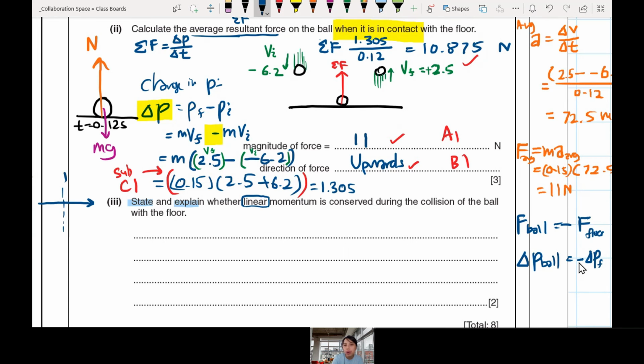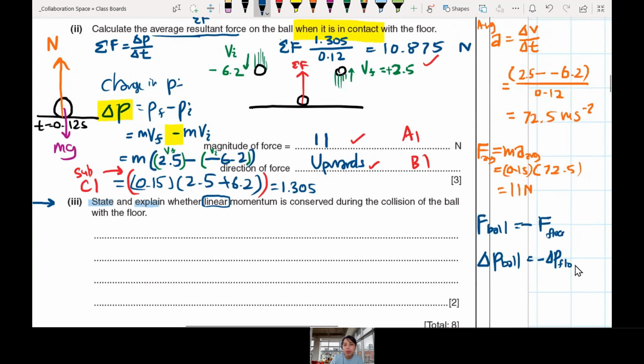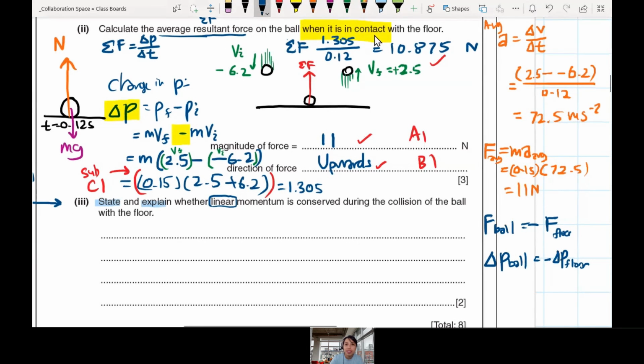So actually the floor will move a bit. I mean the whole Earth will move a bit. But we don't see that happening because the floor is so big. Even if you punch the floor, you won't really see much difference. But there is a change in momentum. The ball changed, the floor also changed. So we need to talk about this.